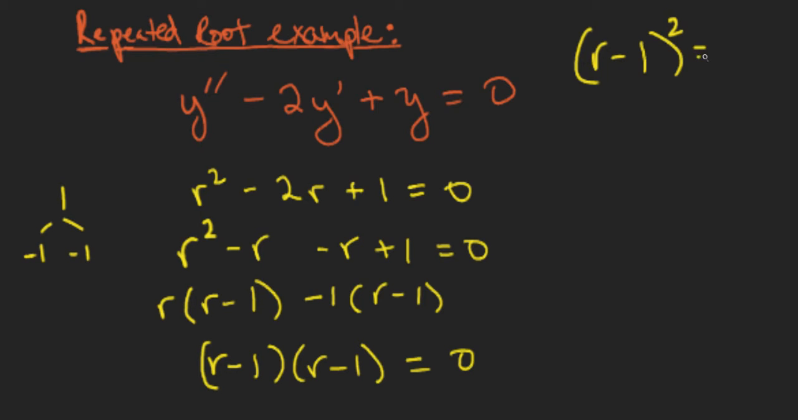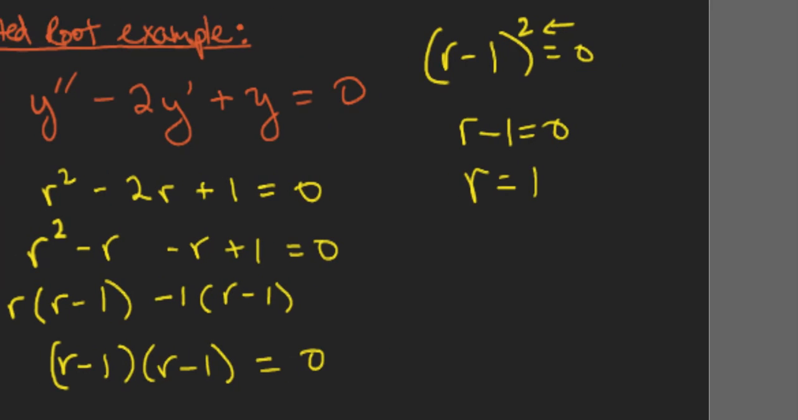Okay, what does that mean? That means that when you set that equal to 0 and solve, we have a root of 1 to your characteristic equation, and it's repeated twice. So how do we get a general solution out of that?